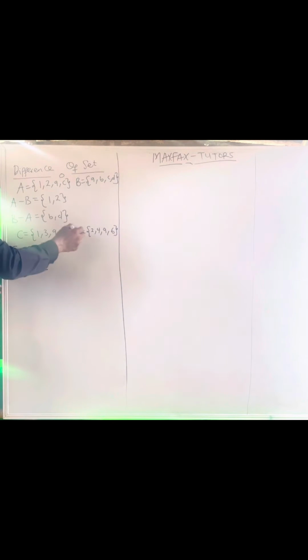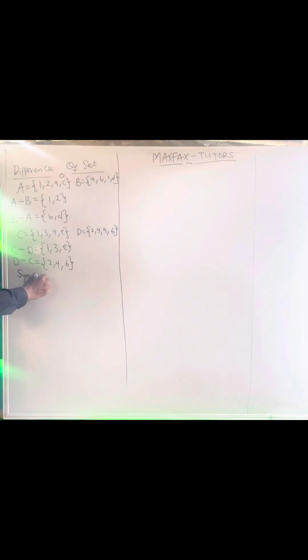C. So what are the elements that can be found only in D but not in C? Those elements are what? 2, 4, 6. So it is very simple, guys. The difference of sets, that is that.